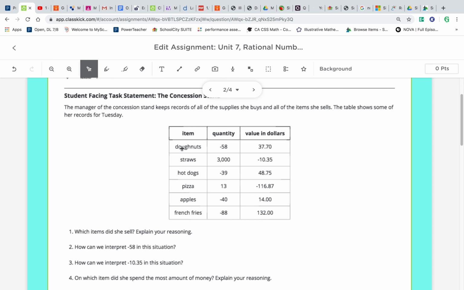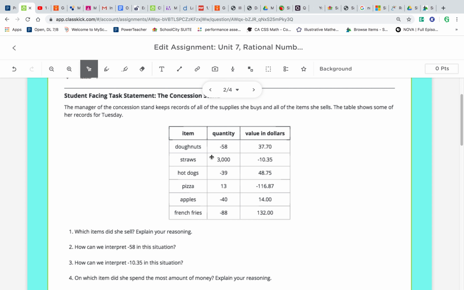So if you look at donuts, you can see that the amount is negative 58. Well, what do you think that means? Well, it means that 58 donuts went out, or she is down 58 donuts. And since she has a concession stand, that probably means she sold 58 donuts. Hopefully nobody stole them from her. And she brought in $37.70 for that. So I guess it's less than $1 per donut. But that's kind of the idea of what we're looking for here.